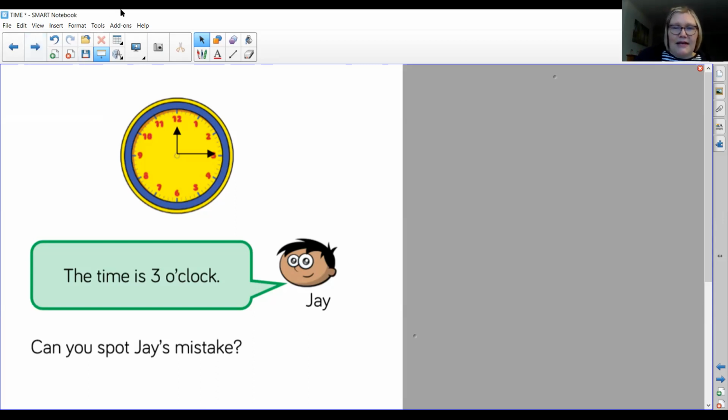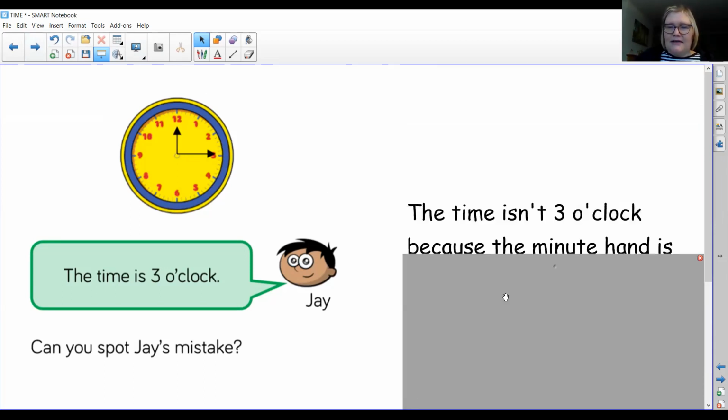Well done. Right, did you spot the mistake, that the minute hand isn't pointing to the top of the clock, is it? It's not pointing to the number 12. It's pointing to the number 3. And the hour hand isn't pointing to 3, it's pointing to 12. Okay, so the correct time is 12:15.